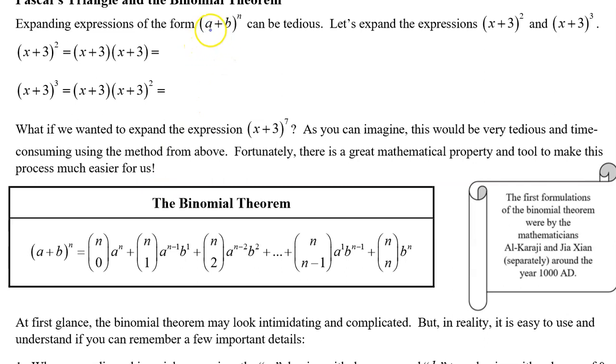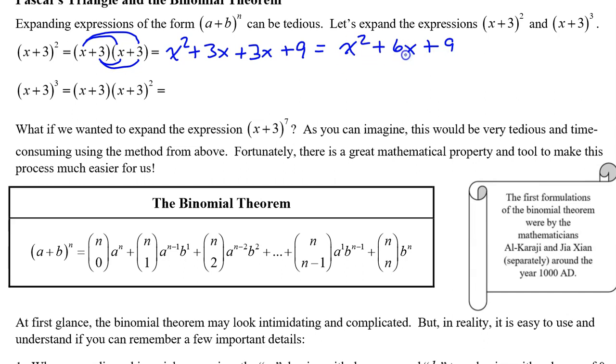Expanding a binomial in the form a plus b to the n power can be very tedious as the exponent gets bigger. Expanding x plus 3 squared isn't that bad. It's x plus 3 times x plus 3, and we would just do an extended distributive property here. So x times x will be x squared, and then x times 3 is 3x, and then 3 times x is another 3x, and then 3 times 3 is 9. Combining like terms, we have x squared plus 6x plus 9. So that wasn't so bad.